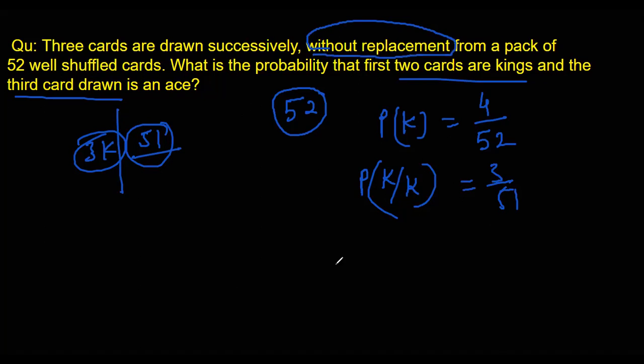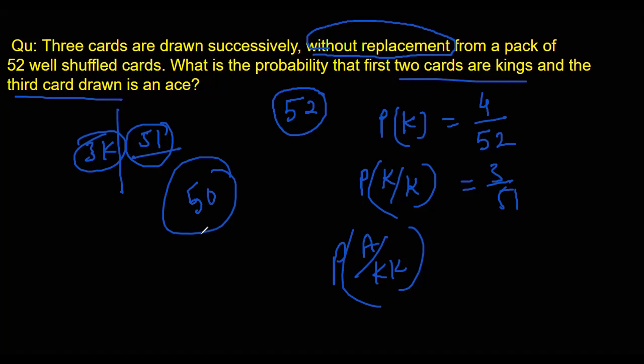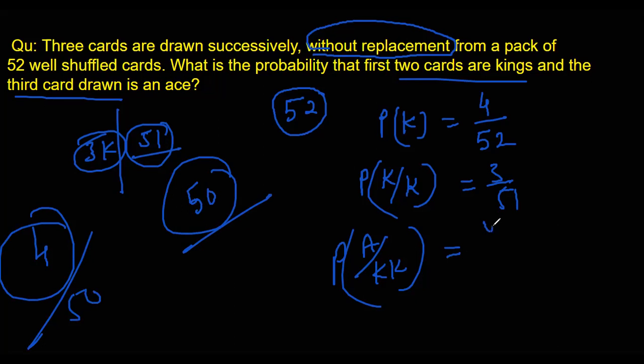Okay, and the third one is an ace. That means P(A|KK). KK means the first two cards drawn are already kings. So the two kings are gone. Out of 52 cards, two kings are gone, so 50 cards are left. Out of those 50 cards, how many aces do I have? Four of them are aces. So the favorable aces are 4, and the total is 50. So this comes out to be 4 by 50. So we have 4 by 52, 3 by 51, 4 by 50.